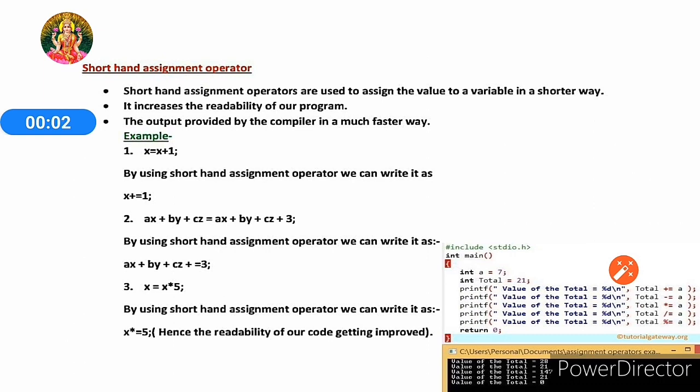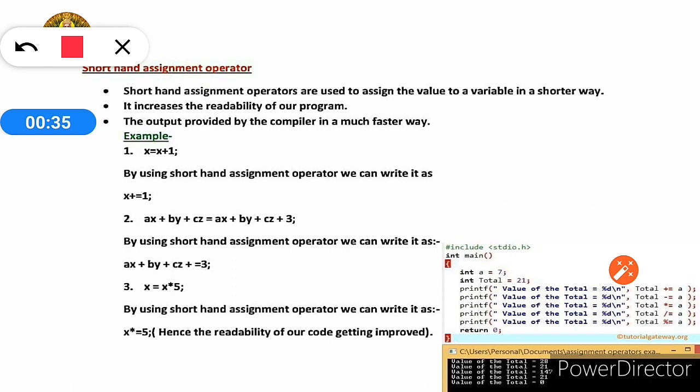Now students, after you understand the concept behind assigning a value to a variable, we will understand the shorthand assignment operator. The name itself suggests short, which means that we are using a shortcut way to assign the value to a variable. Is this clear to you students?